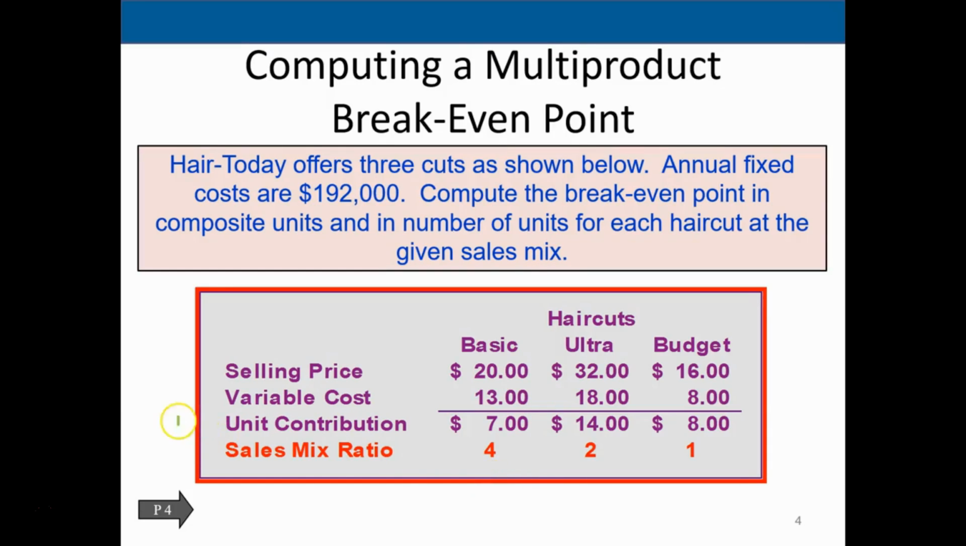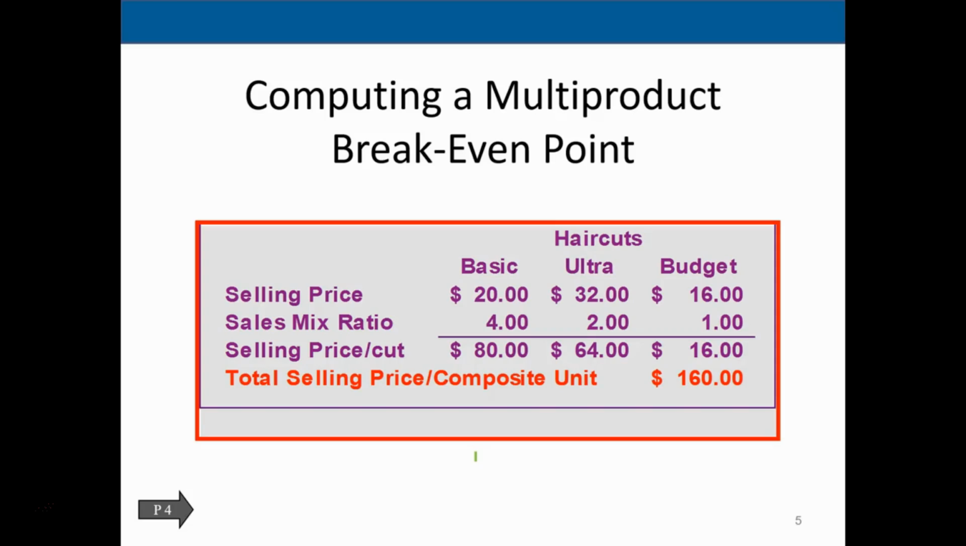We're going to do a calculation as if we're multiplying times 4 haircuts. But remember, what we're really doing is a ratio analysis. So if we do this, we're going to take the selling price, in this case, times the 4, which is our ratio analysis. We're doing a ratio here, and that would give us $80. And we're going to do the same thing for the 32 times the 2, the 16 times the 1. That would give us a selling price per composite unit, in this case, of $160.